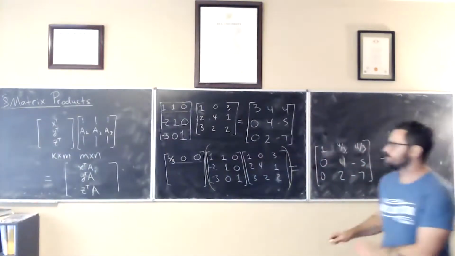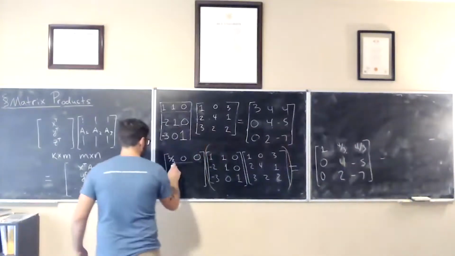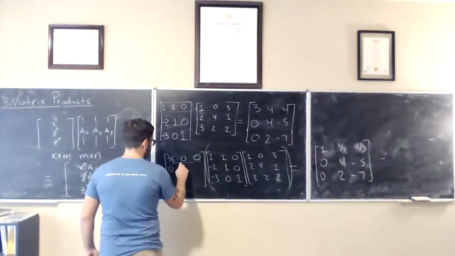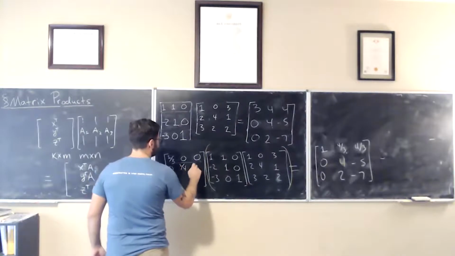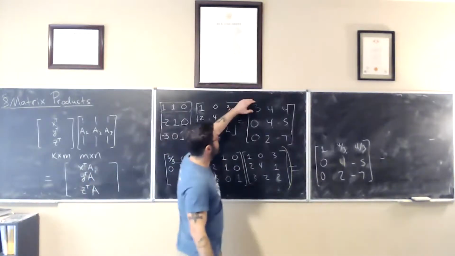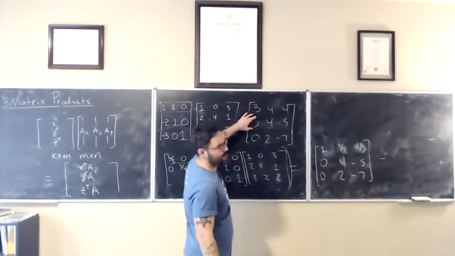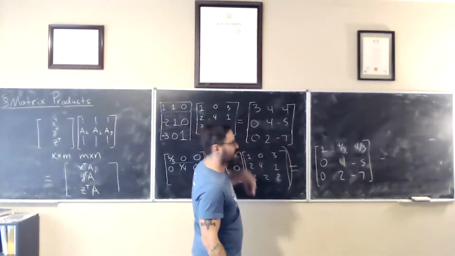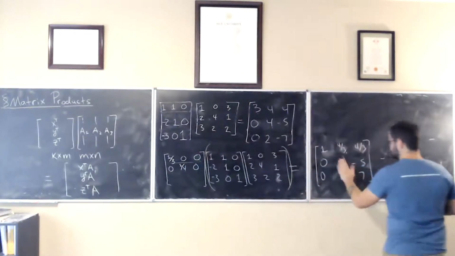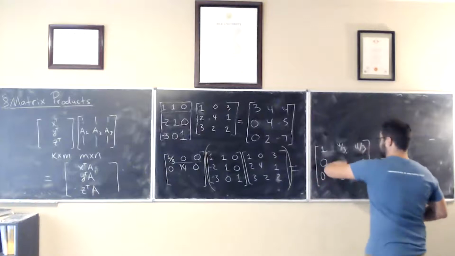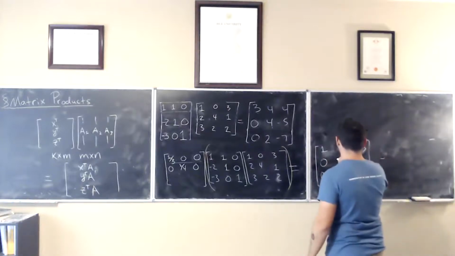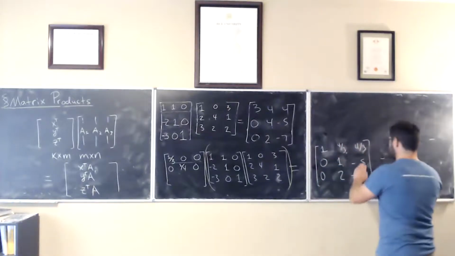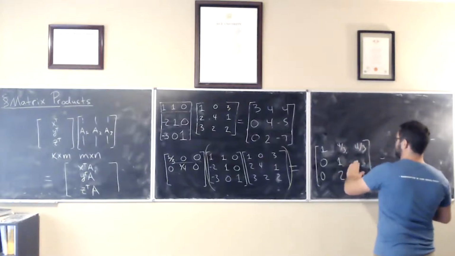0, 1/4, 0. Yes, exactly. So you're going to take 0 of that row, 1/4 of that row, and 0 of that row. So that'll be 1, and then -5/4.